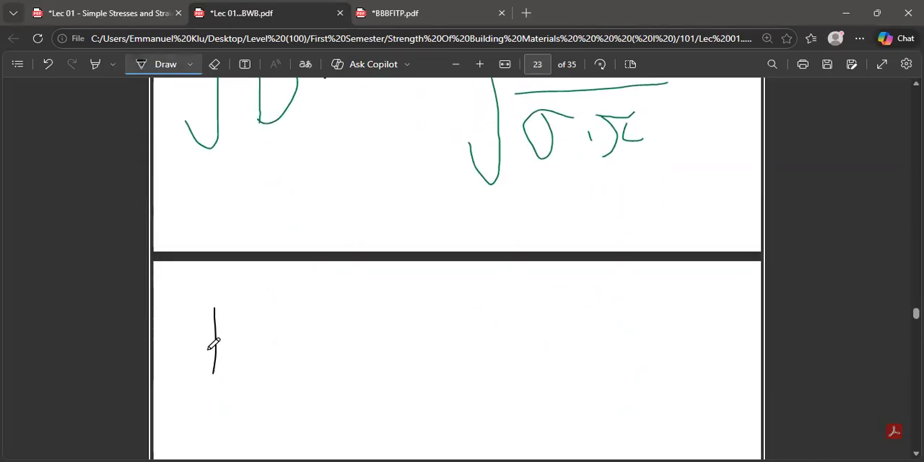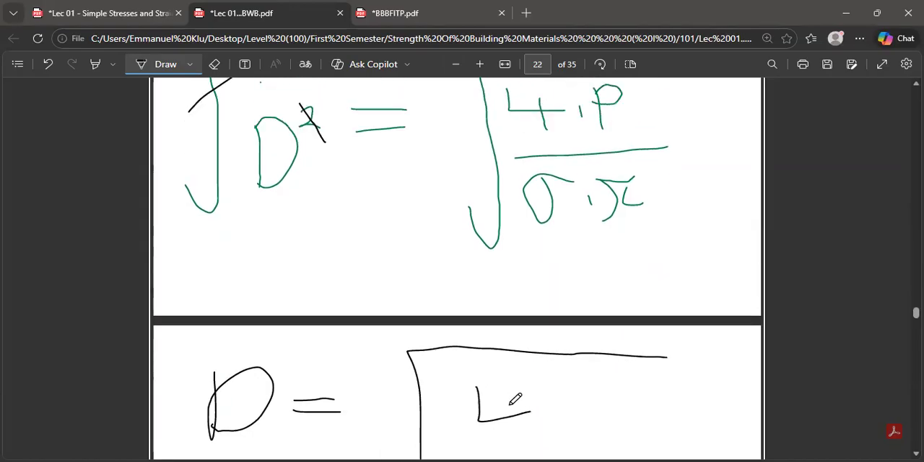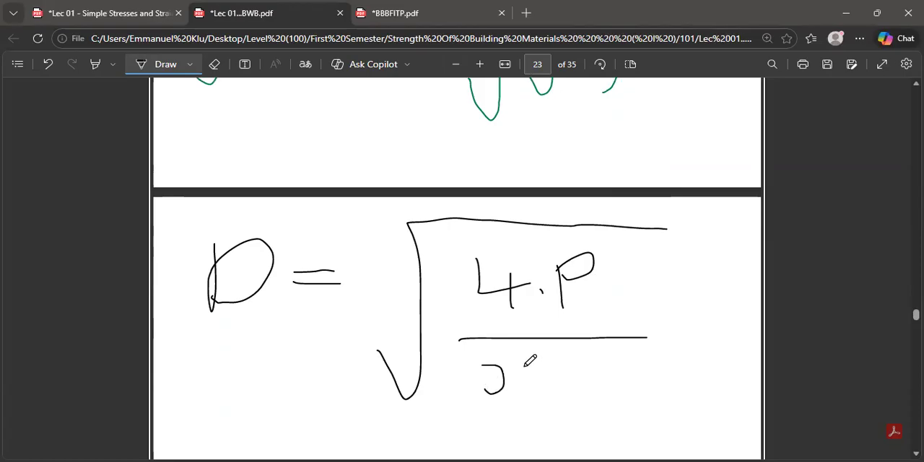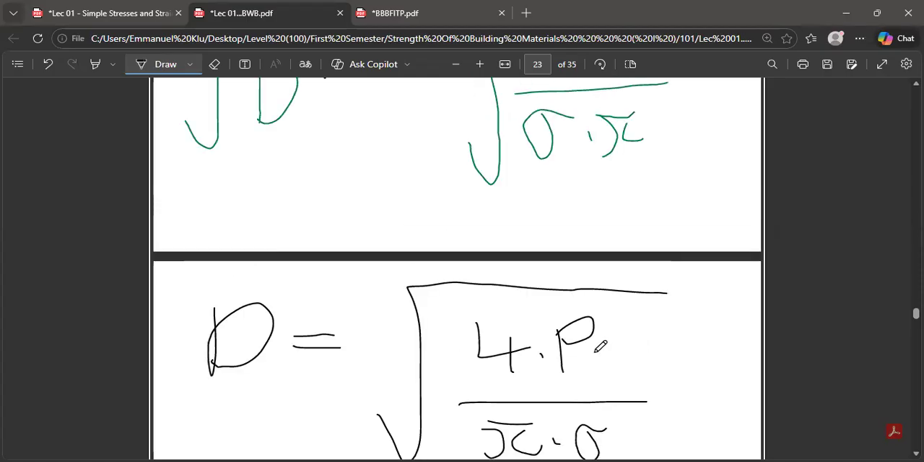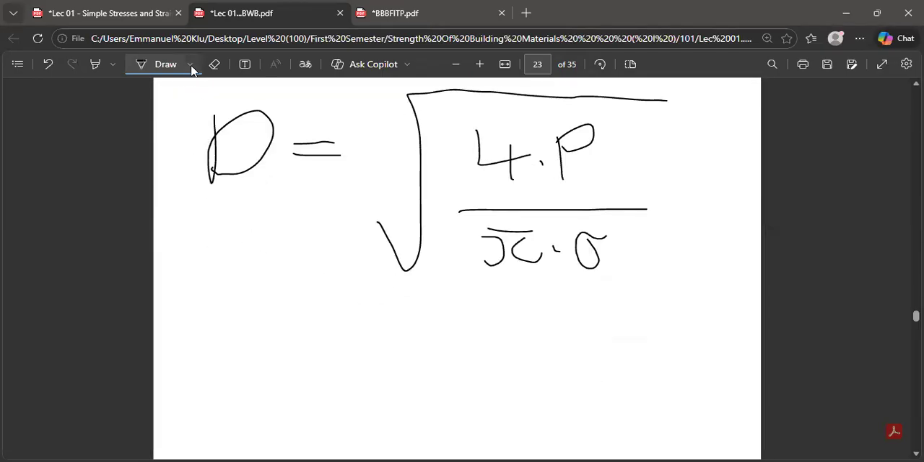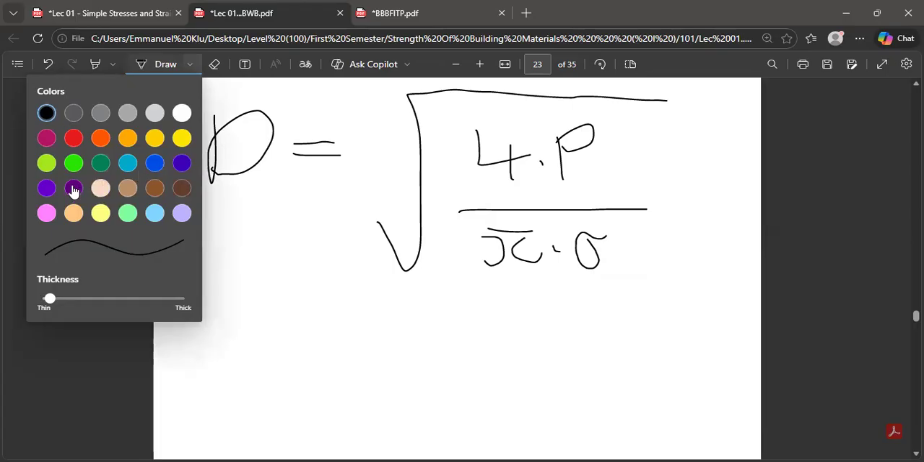So finally, we are left with D is equal to the root of, let's say, 4P over stress. But let's bring the pi first. Pi multiplying the stress. Multiplication is commutative. That is, 3 times 4 is the same as 4 times 3. So anyhow you interchange them, you are still on the right path. So let's quickly do our substitution and substitute our variables into the formula and see whether we are going to get our answer or not.